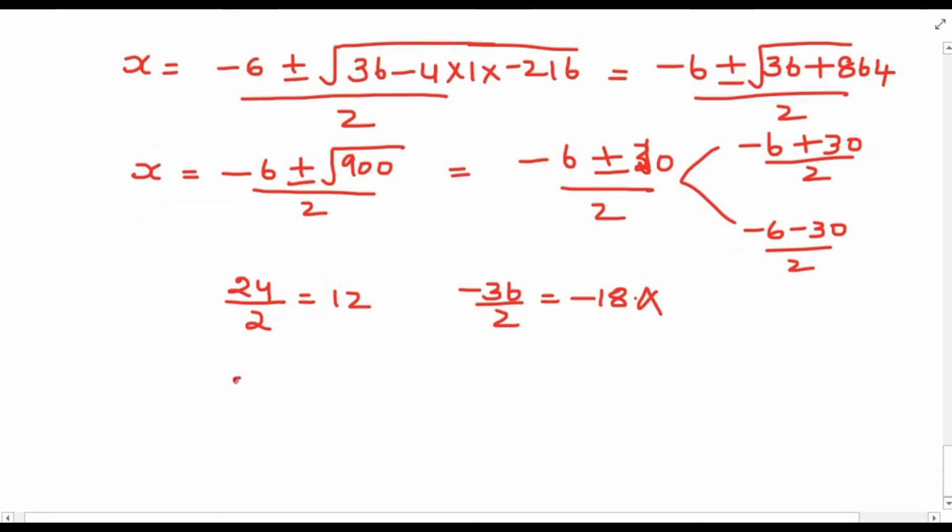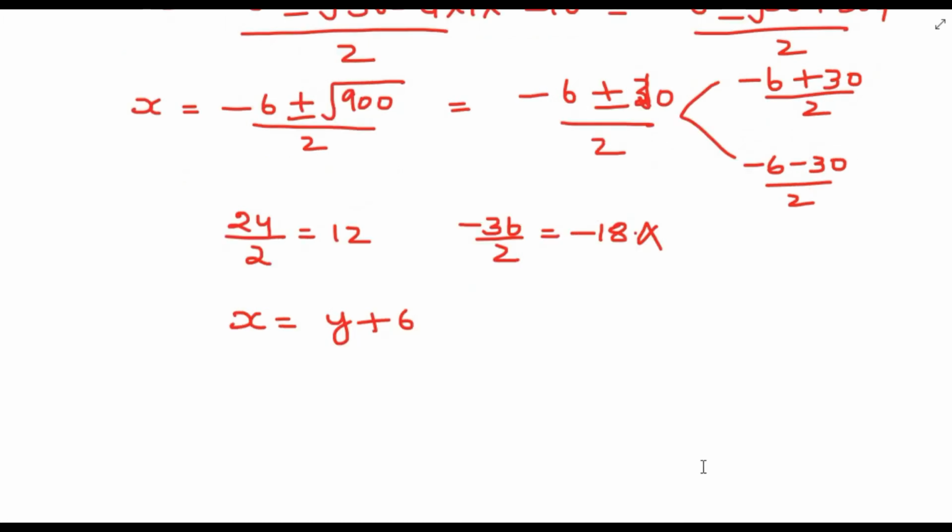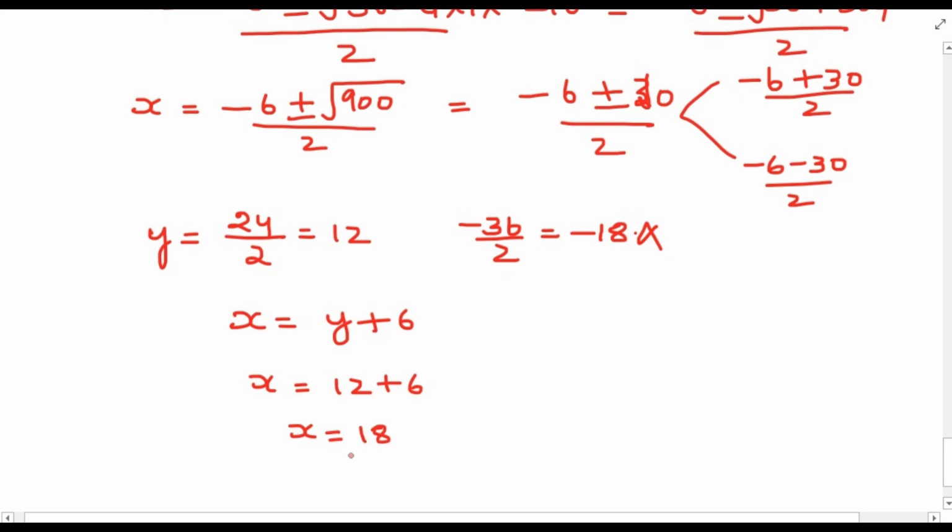And also we have taken the side of the big square as y plus 6. So just now we got the value of y as 12. So x is equal to 12 plus 6. X is equal to 18. So side of larger square is 18 and side of smaller square is 12.